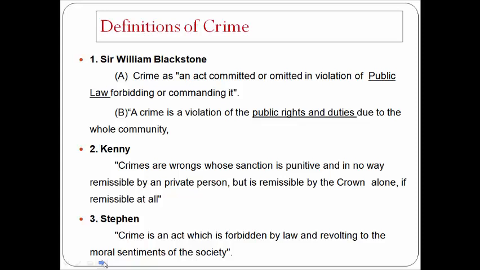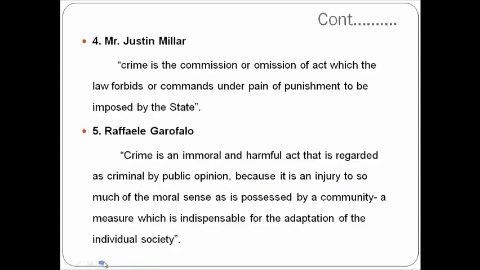According to Stephen, crime is an act which is forbidden by law and revolting to the moral sentiments of the society. In this case, Stephen has introduced one important aspect of crime, that is, crime is an act which can violate the moral sentiments of the society. Whenever there is violation of moral sentiments of the society, whenever there is violation of certain moral norms, such norms which are prohibited by law can be considered crime.